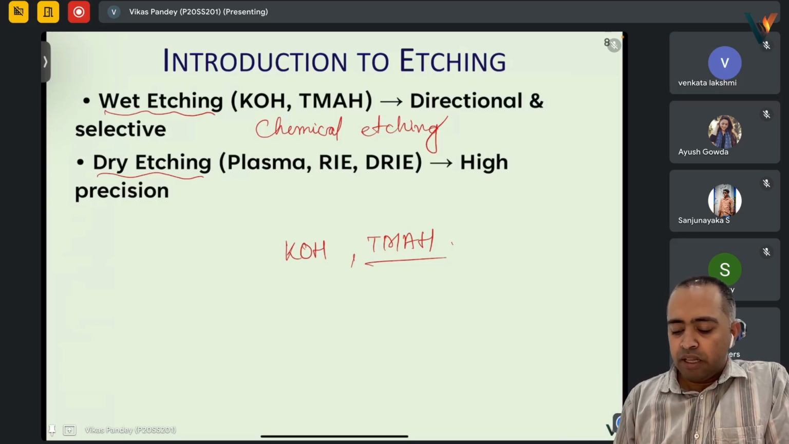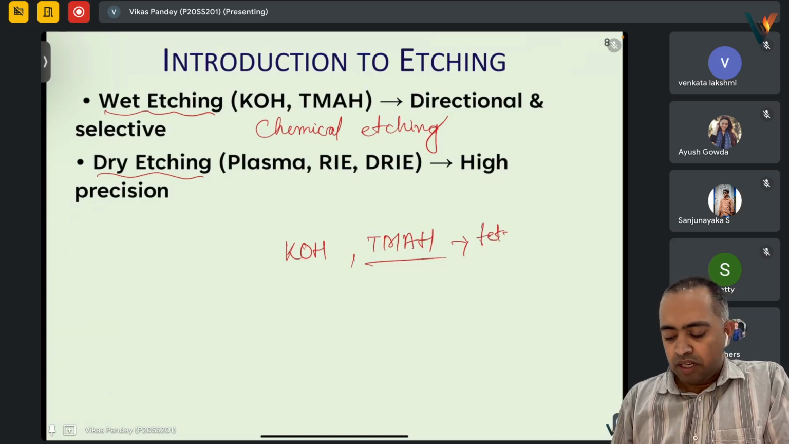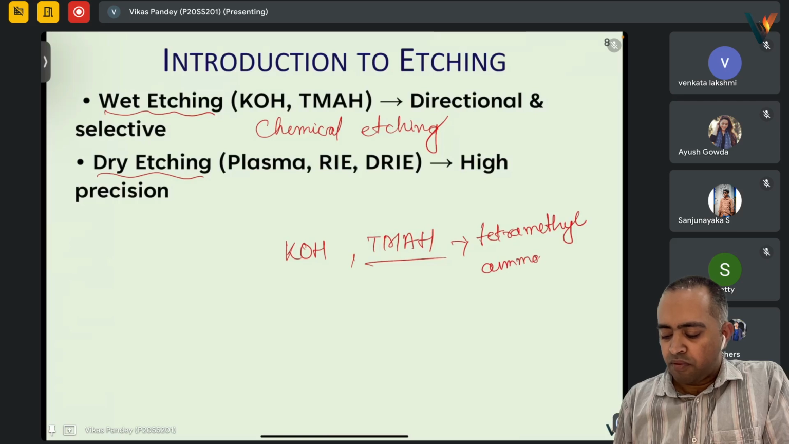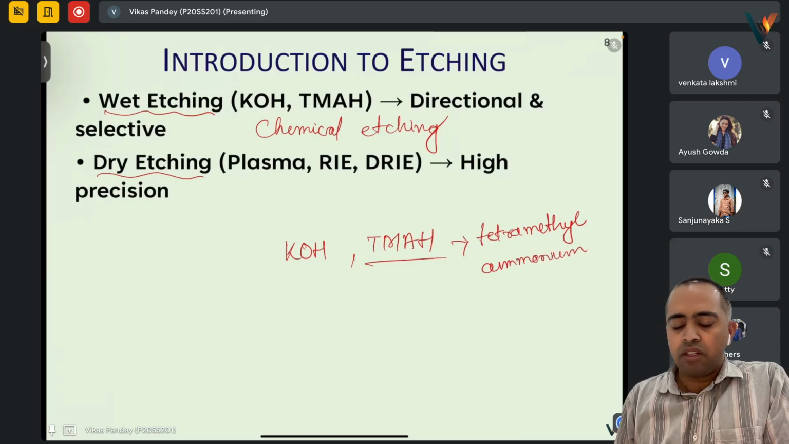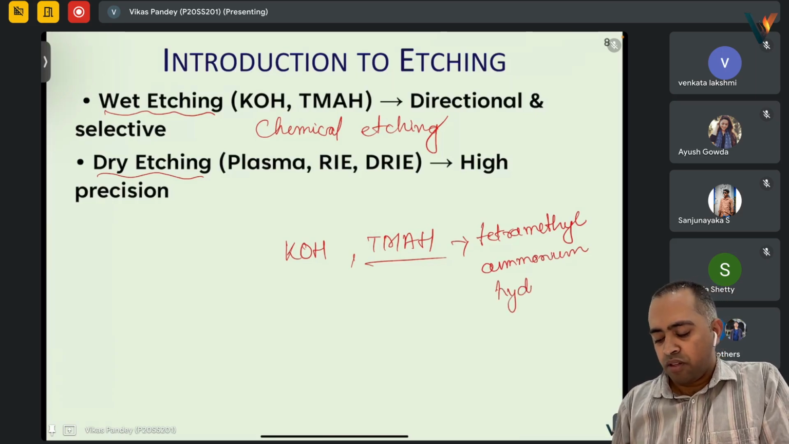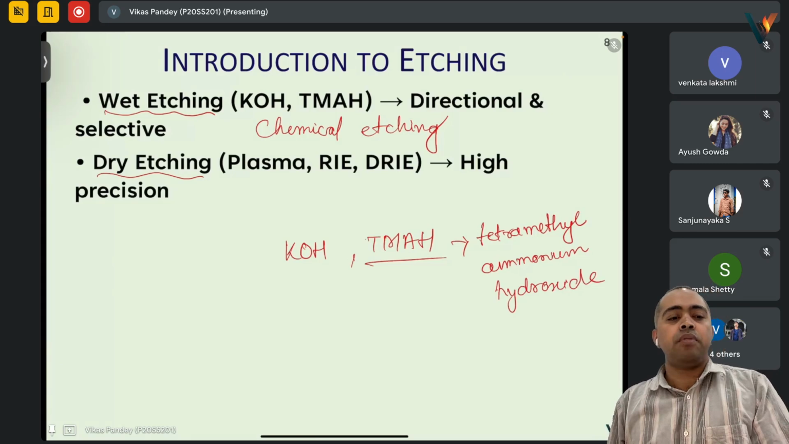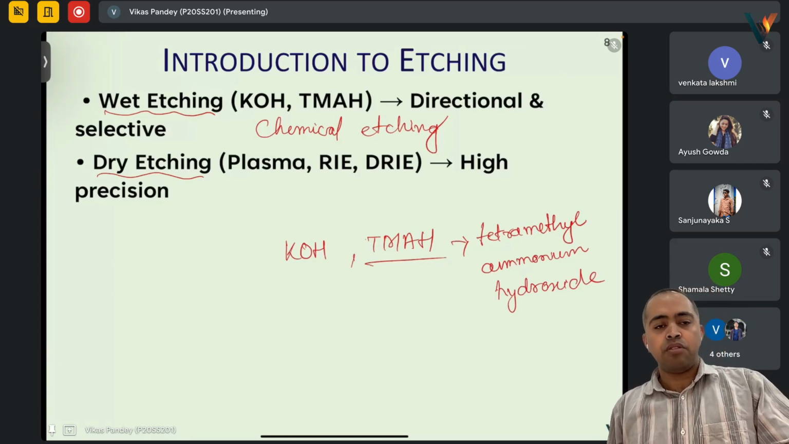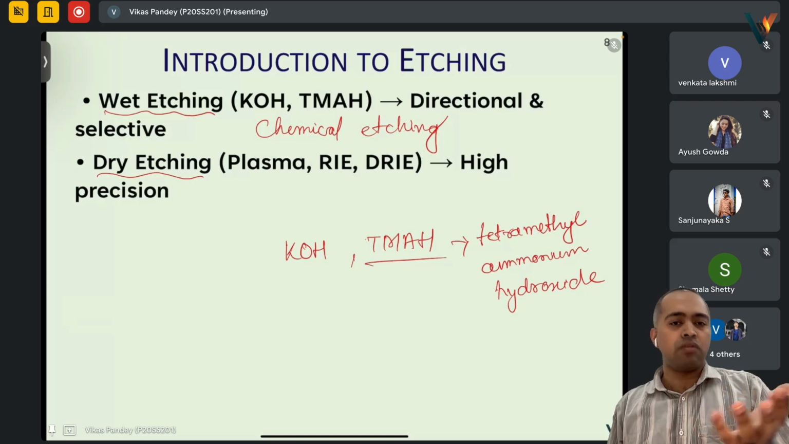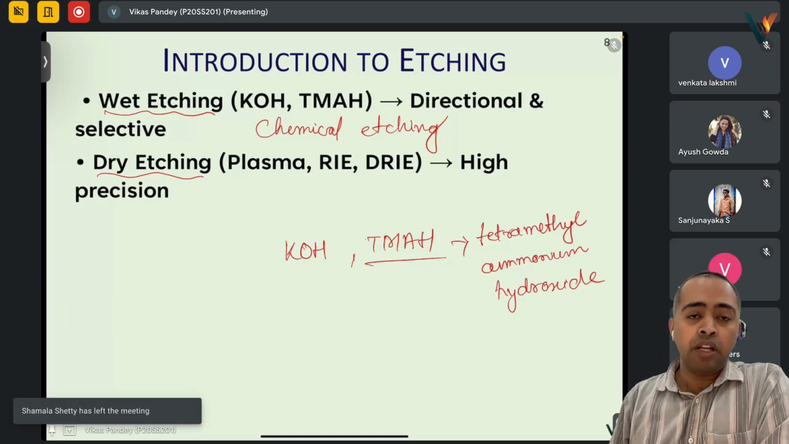And that chemical TMAH, its full form is tetramethylammonium hydroxide. Anyway, you will just get it in the search lecture also. Okay, so nowadays TMAH is more common compared to KOH because of some advantages. We will see.